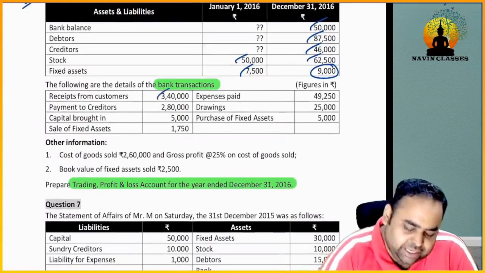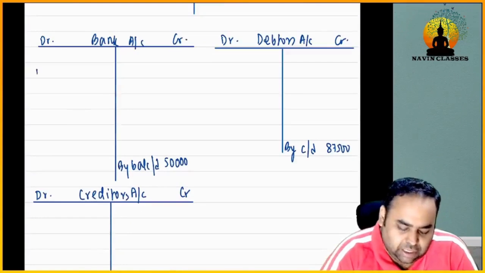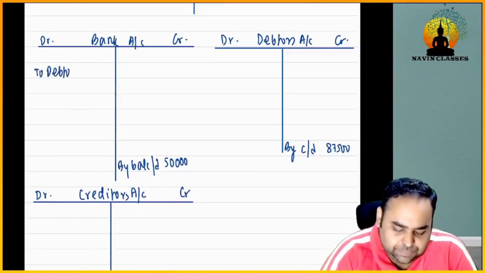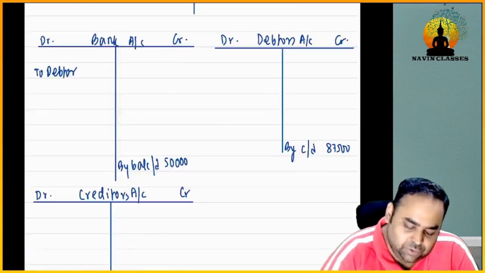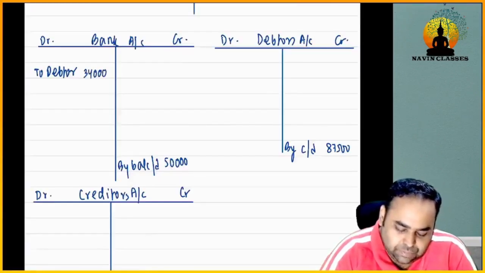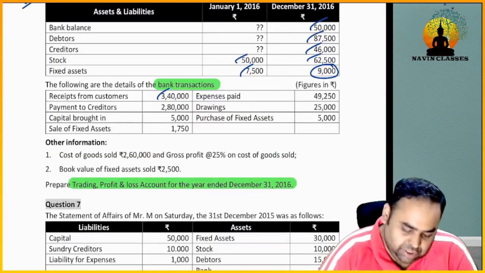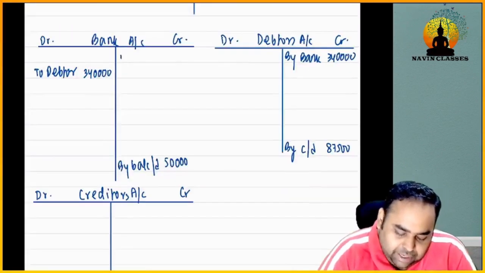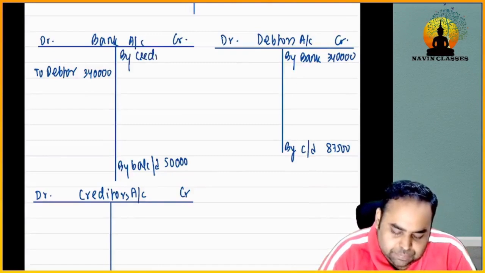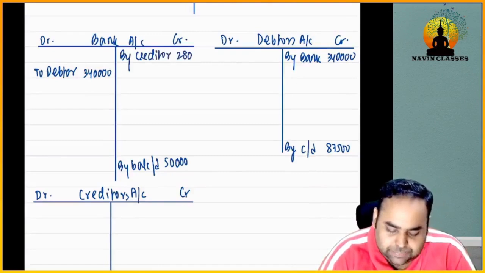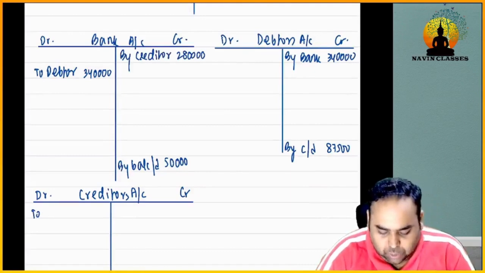Then in the bank transaction, it is the receipt from customer. Bank account debit to debtor. The money that's received is 340. In debtor, by bank, 340. Then payment to the creditor, in the bank, by creditor, 280. In the creditor, to bank, 280.